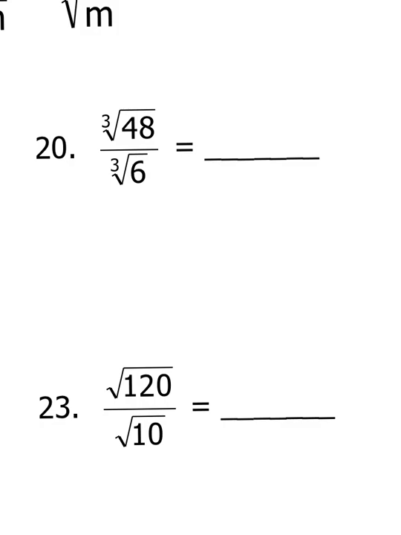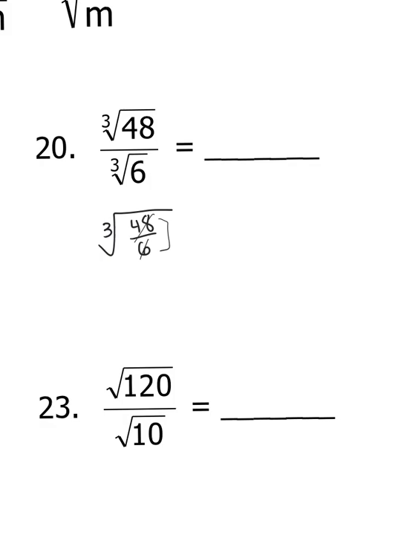Number 20, I do have like indexes, so I am allowed to combine these together. What I mean by that is I could just say that this is the same thing as the cubed root of 48 divided by 6. And you're thinking, well, why do we need to know that? Well, now that these are together, we could reduce these fractions and make them simpler. So think about it. What number goes into both 48 and into 6?